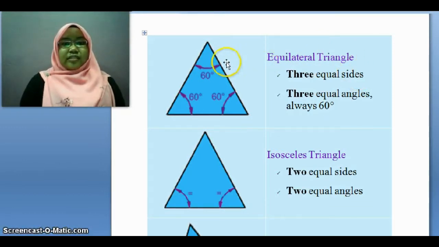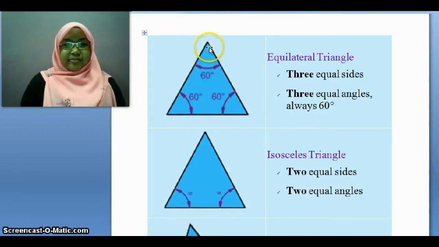Equilateral triangle has 3 equal sides, 3 angles. Each angle is always 60 degrees.